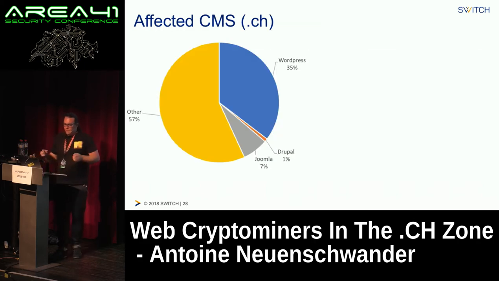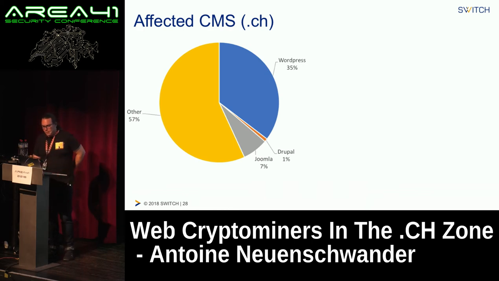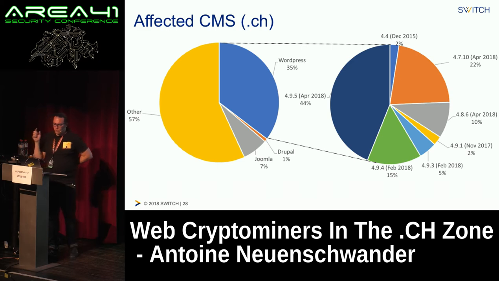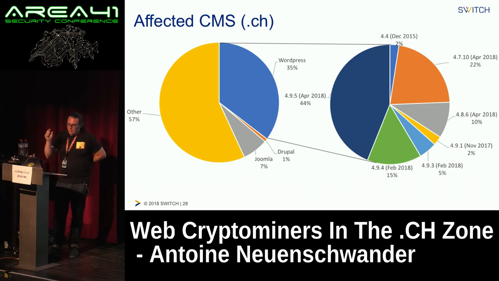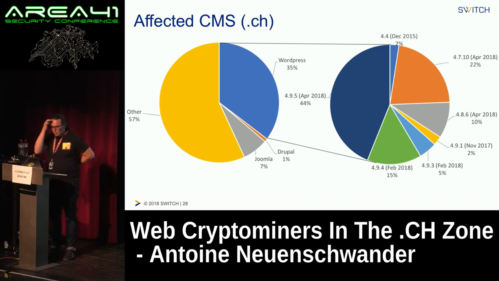Then I thought, okay, let's have a look at the affected CMS systems in Switzerland. You see there is a lot of WordPress, like a third of it is WordPress, then you have a lot of Drupal. I think Drupal was more, but it wasn't, and then you have Joomla, but it also depends on the market share, of course. Then I had a closer look at the WordPress instances, and here on the left side of the pie, you see most of them were on the actual current version of WordPress. I guess it doesn't only depend on the version number of WordPress, but also on all the plugins you have on them.